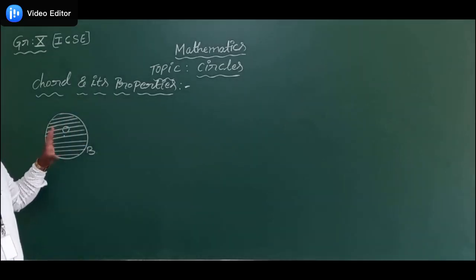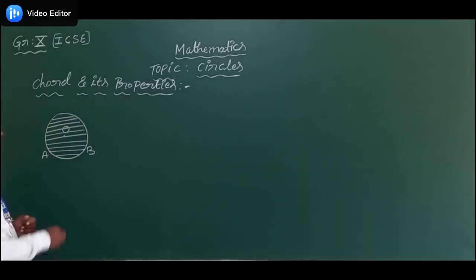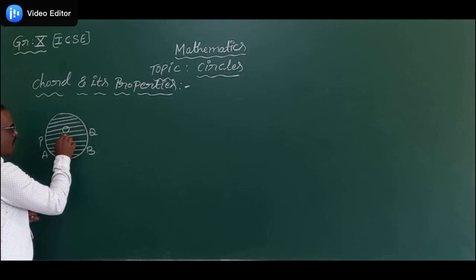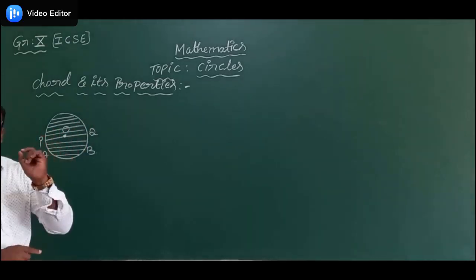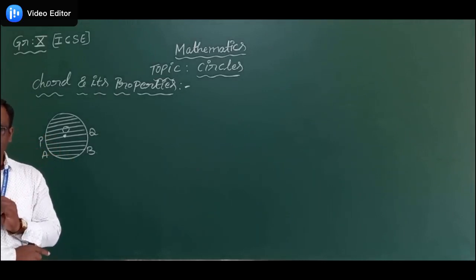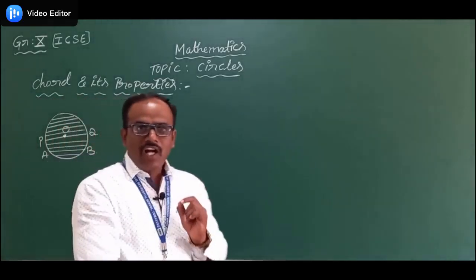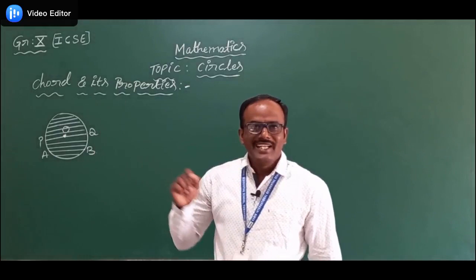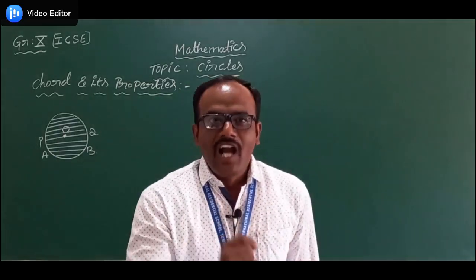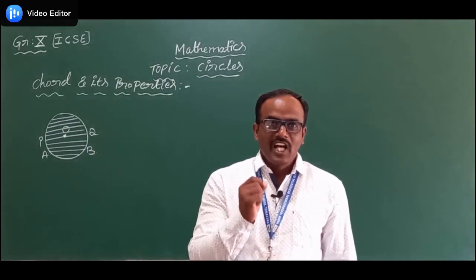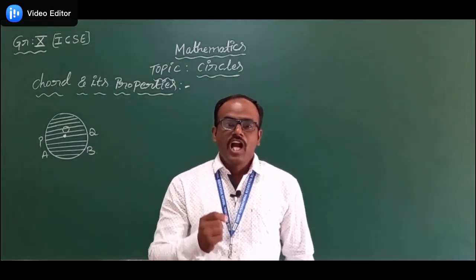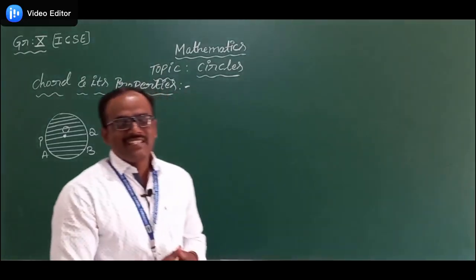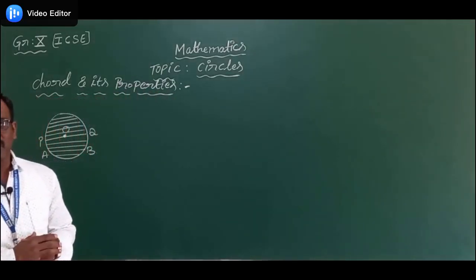Out of all the chords, only one chord which is passing through the center of the circle, I am going to label it as PQ. Okay, the chord PQ now has a special name, that is a diameter. What is called a diameter? The chord which is passing through the center of the circle is called a diameter, and also it is the largest chord in the circle. Okay children, the largest chord in the circle, or the chord which is passing through the center of the circle, is called the diameter.